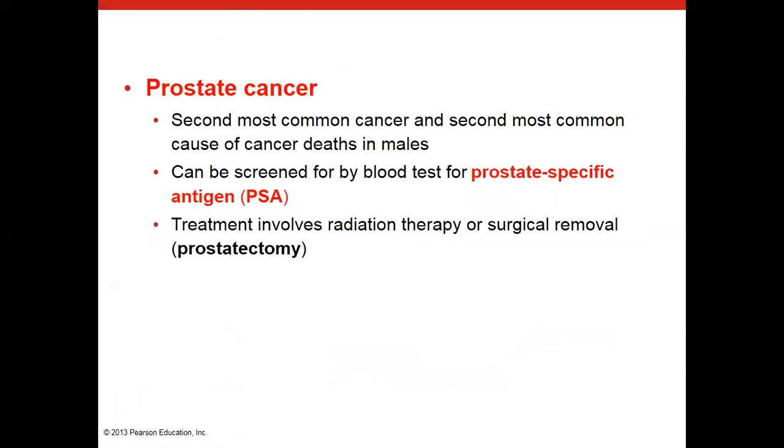So a couple of things before we finish up this particular half of chapter 18 is prostate cancer. I mention it because it's the second most common cancer and second most common cancer cause of death in males. So it can be really serious, but it can be screened for. You can look for it in a blood test, which is a really simple test, with something called the prostate specific antigen. And elevated levels of that can indicate prostate cancer, which is very, very treatable if you catch it early. Treatment involves radiation or surgical removal of the prostate gland.